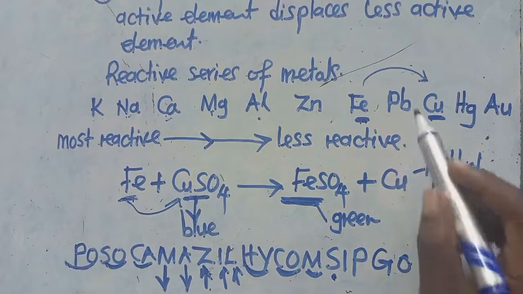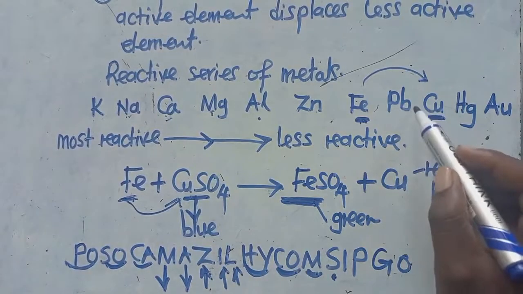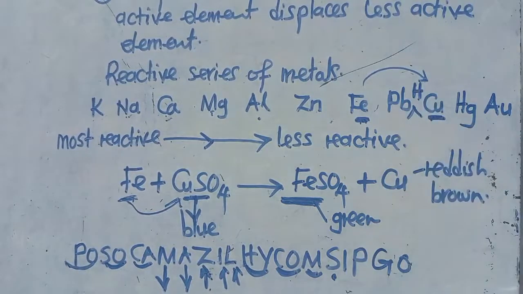After lead there is hydrogen. So I made a mistake. Between lead and copper here, there is hydrogen. I forgot about it. You can include it. So this name, you have to understand it. It is very simple for you to know this name that is here.